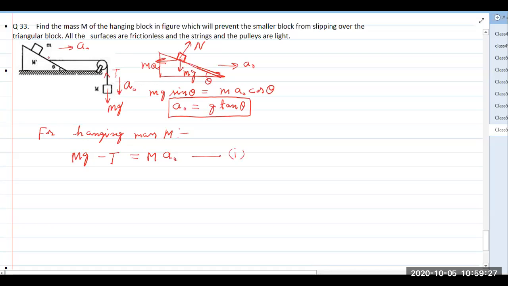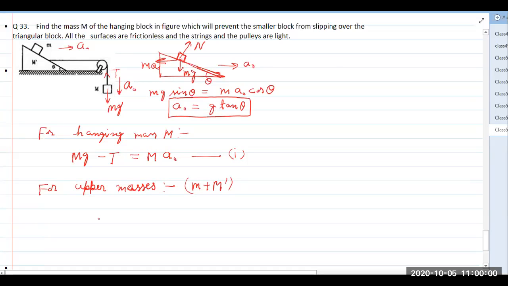Now for the upper masses. These two can be taken together as one combined system, m plus M dash. Why? Because they have common acceleration. This object is not sliding on the lower one; they are stationary with respect to each other.